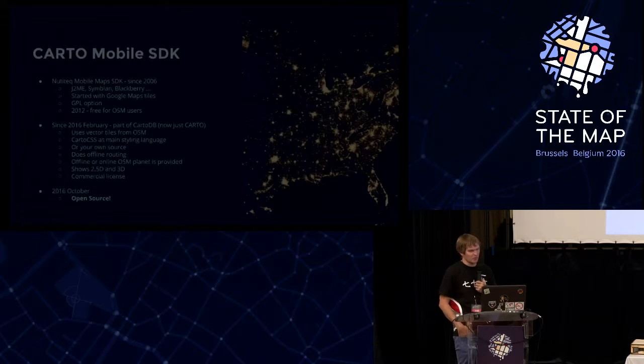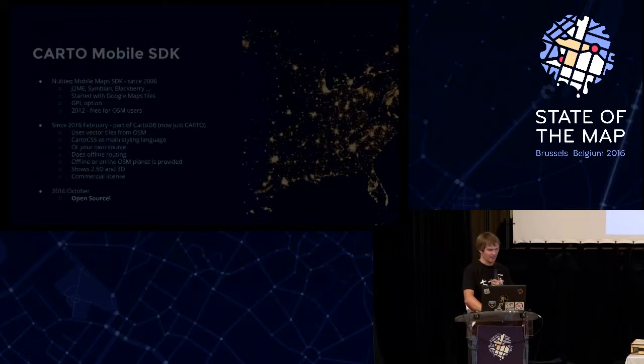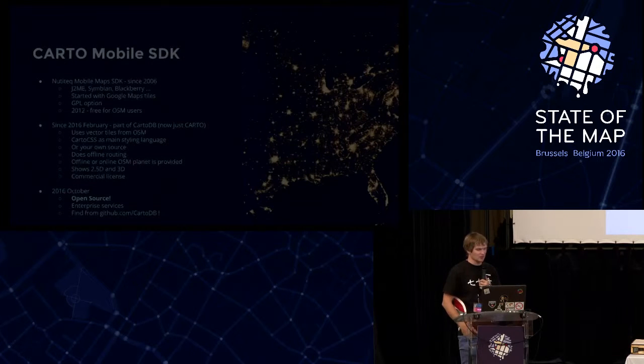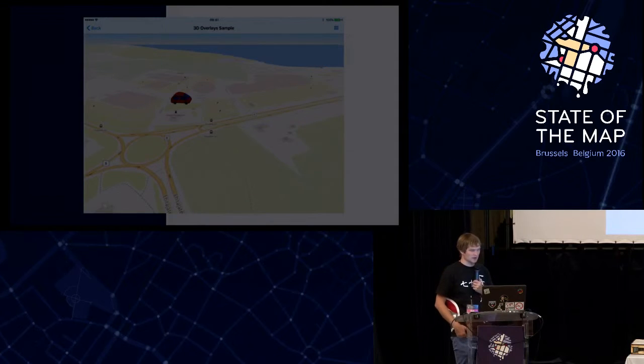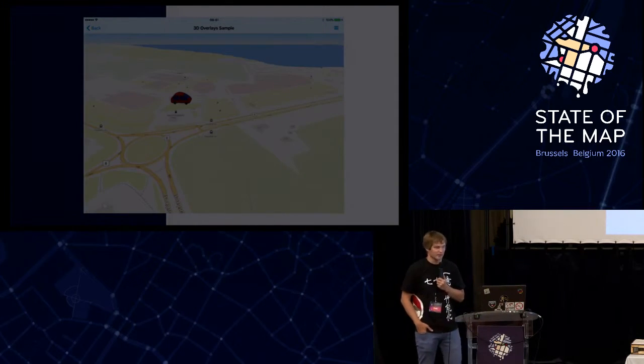in October 2016, we will open source this mobile SDK because there are never enough nice map rendering tools for OpenStreetMap. So let's have one extra. Of course, we also provide enterprise services on top of that. And you will be able to find it on GitHub, on the CartoDB GitHub page. So take a look and see it as one of the alternatives to the different OpenStreetMap vector tile renderers.